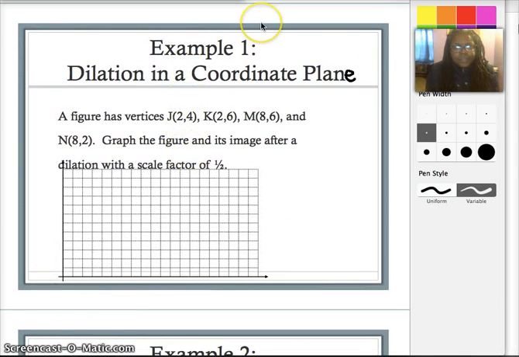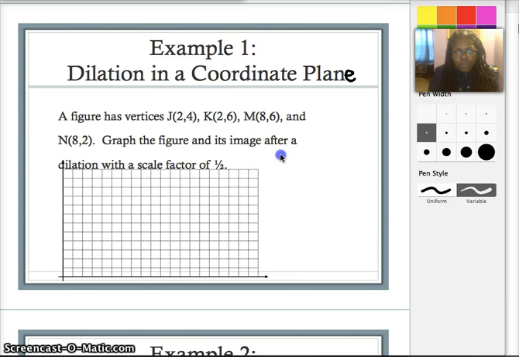So our first example here is we're looking at a dilation in a coordinate plane, and what we're thinking about is we're going to have a figure J, K, M, N. We'll plot the points, and then we're going to have an image of that figure, and that image will have a scale factor of 1/2. How do we create that is the question.